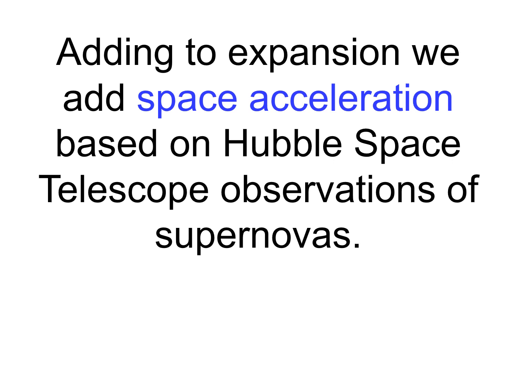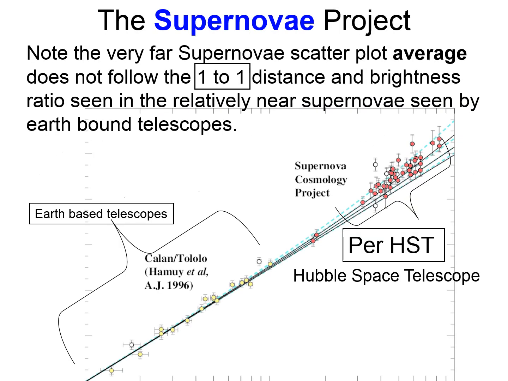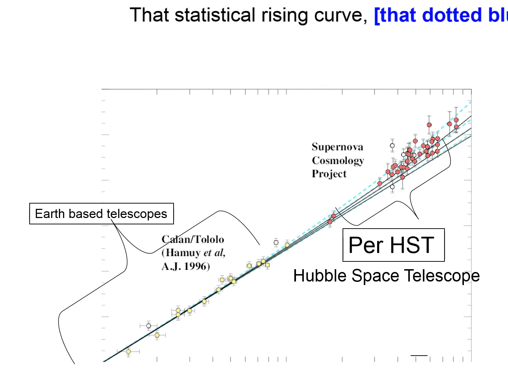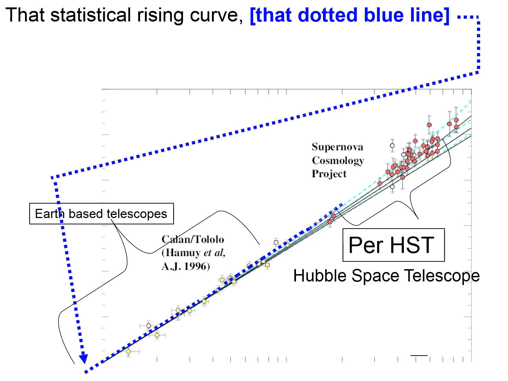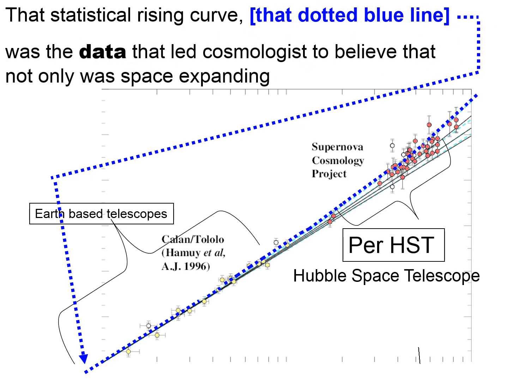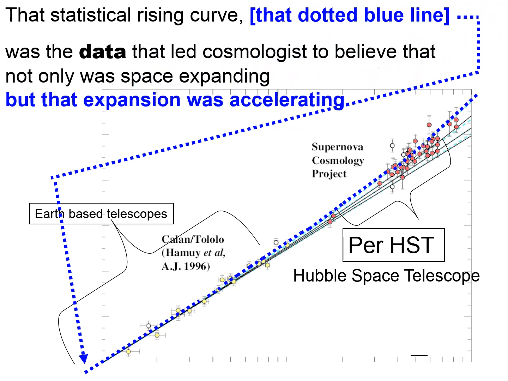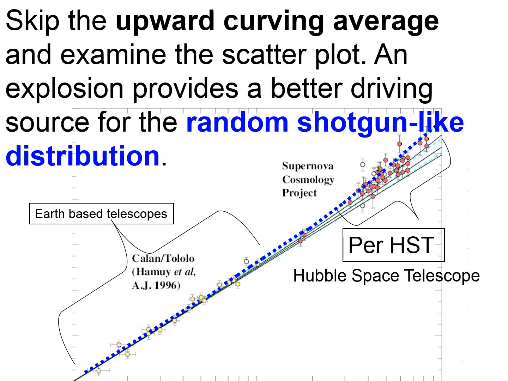Adding to that expansion assumption, we add space acceleration based upon the Hubble Space Telescope's observation of supernovas. Note, the very far supernova scatter plot, seen with the Hubble Space Telescope, does not follow the one-to-one distance and brightness ratio seen in the relatively near supernovas seen earlier by Earth-bound telescopes. That statistical average rising curve, that dotted blue line, was the data that led cosmologists to believe that not only was space expanding, but that expansion was accelerating.